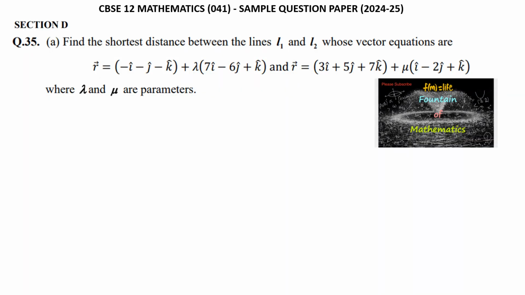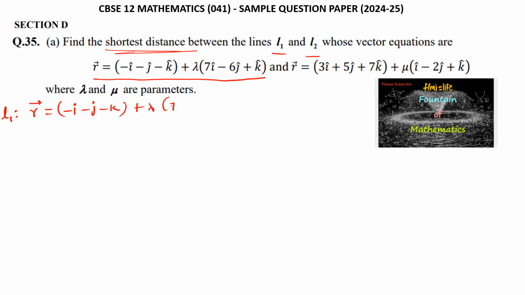Given two line equations L1 and L2: r = −i − j − k + λ(7i − 6j + k), and another line equation r = 3i + 5j + 7k + μ(i − 2j + k). We need to find the shortest distance between them, where λ and μ are the parameters. So first line equation L1, given r = −i − j − k + λ times (7i − 6j + k).